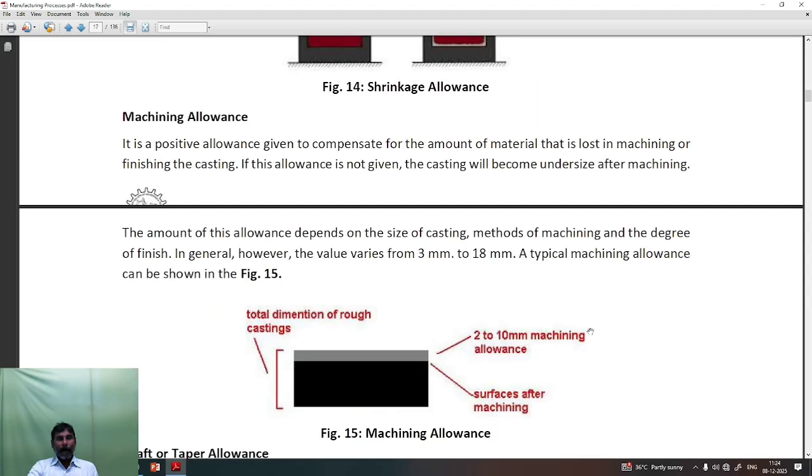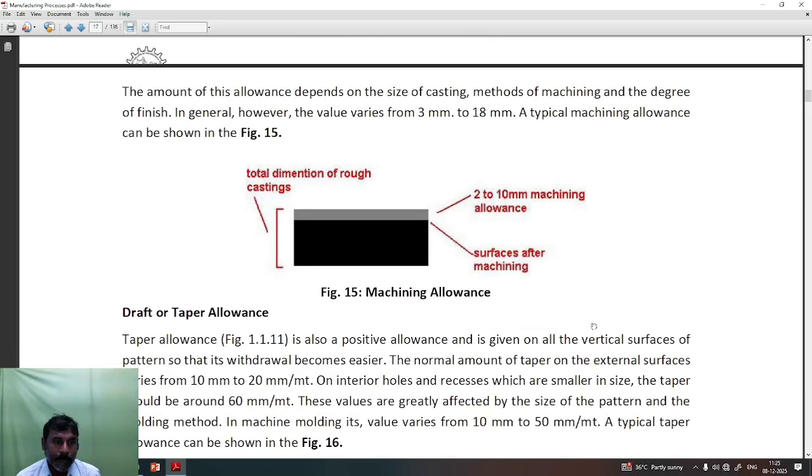Then machining allowance. It is a positive allowance given to compensate for the amount of material that is lost in machining or finishing the casting. If this allowance is not given, the casting will become undersized after machining. The amount of this allowance depends on the size of the casting, the method of machining and the degree of finish. In general, however, the value varies from 3 mm to 18 mm. So the typical machining allowance is very important.